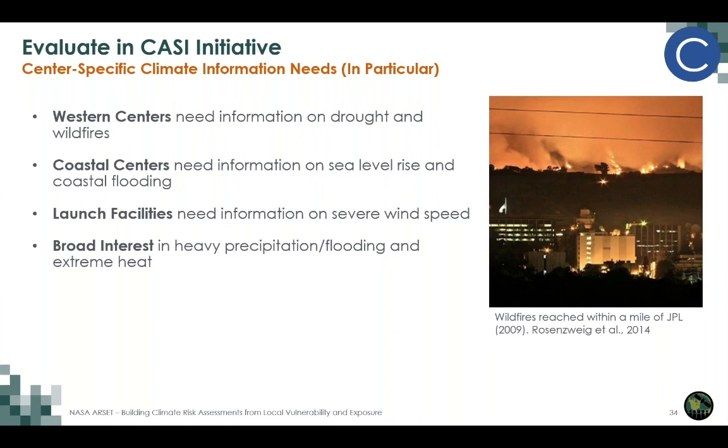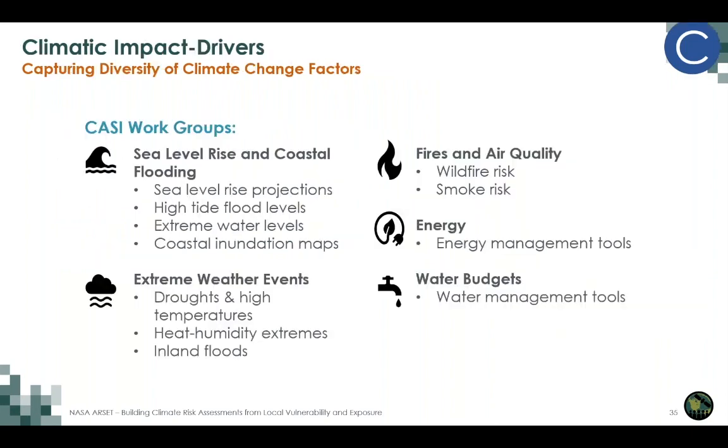The Western centers in particular expressed a need for information on drought and wildfires. Coastal centers had immediate need for information on sea level rise and coastal flooding. Launch facilities indicated a need for information on severe wind speeds. And there was a broad interest in heavy precipitation and pluvial flooding and extreme heat across all of the different centers. This motivated CASI to develop different work groups that focus on different parts of the climate change question.